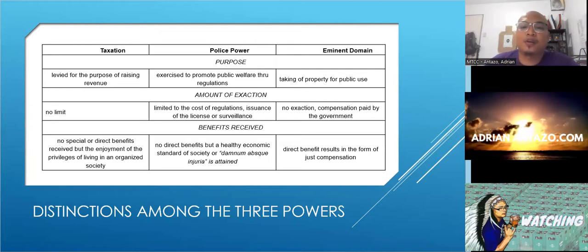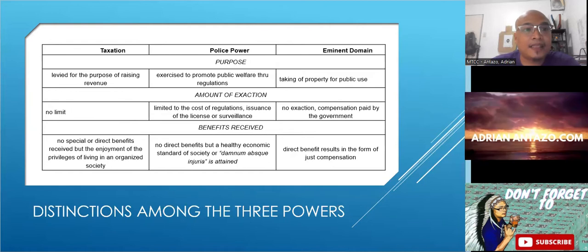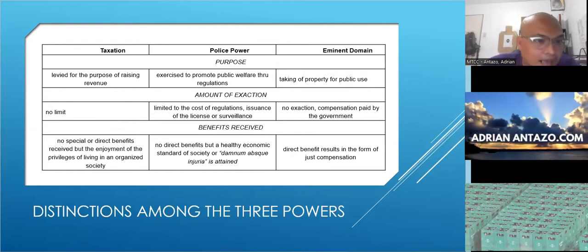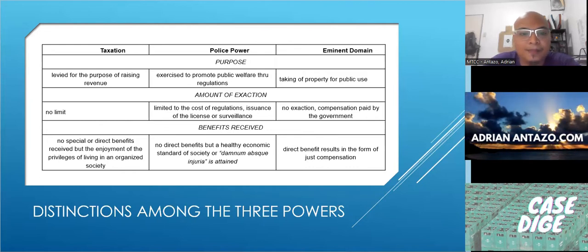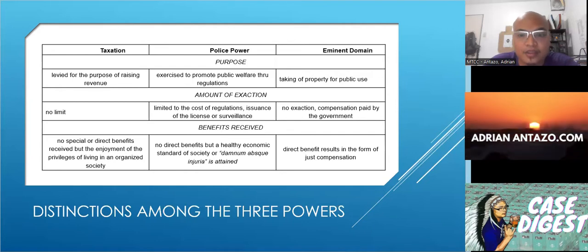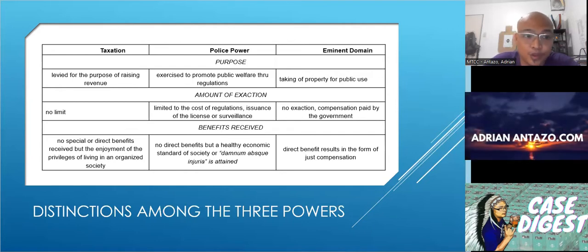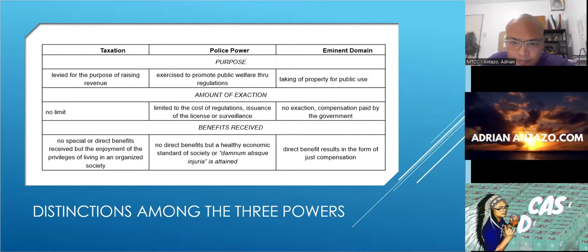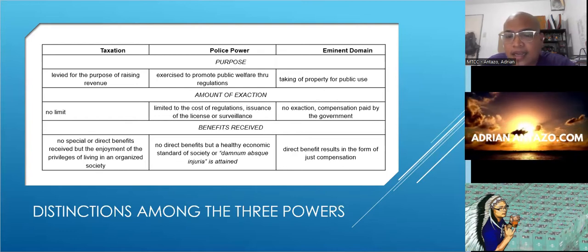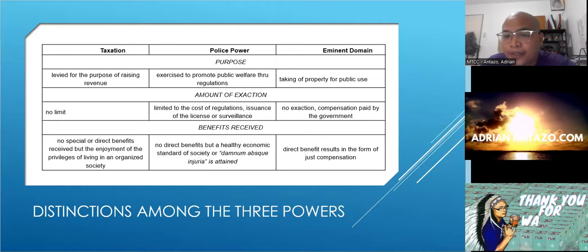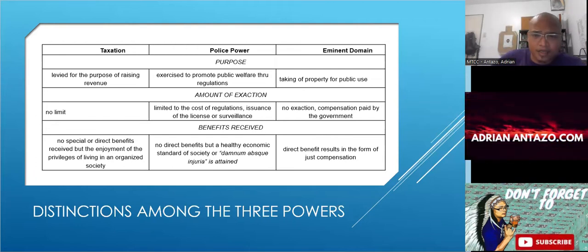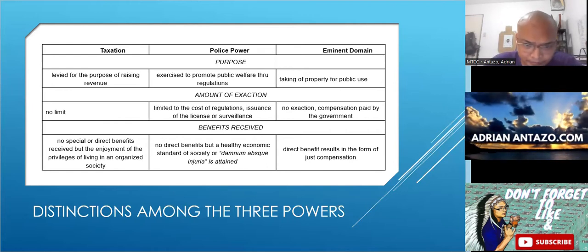For the police power, it is limited to the cost of the regulation, issuance of the licenses or surveillance. Okay? So, yung purpose niya, limited lang doon. Hindi pwedeng sobra. Hindi sila dapat pwedeng kumita lang doon sa police power na yun. It should be limited to the cost of regulation, issuance of the licenses, or surveillance. While in eminent domain, no exaction, or compensation is paid by the government. So yung gobyerno pa yung nagbabayad doon sa eminent domain.